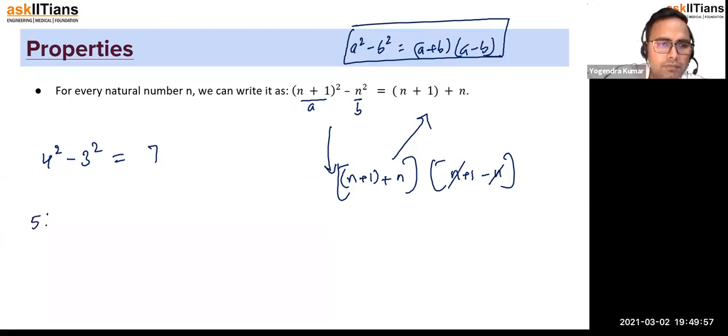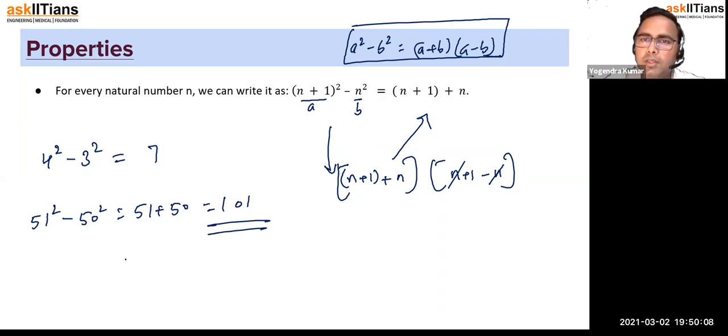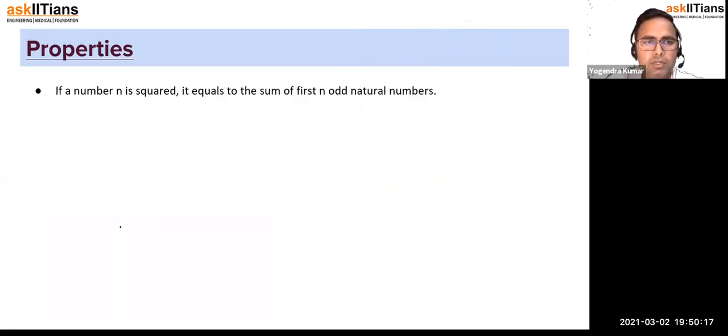Okay, suppose I have 51 square minus 50 square. So what will we do? 51 plus 50, which is what? 101 is the answer. Are you getting it? So sometimes this property will be helpful like this, right? We can use this property this way. I hope you are understanding this. So let's move on to the next property.